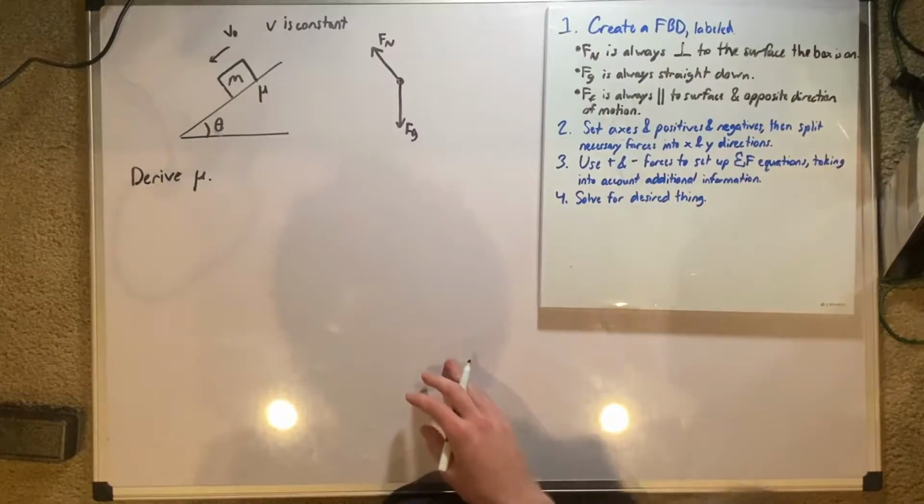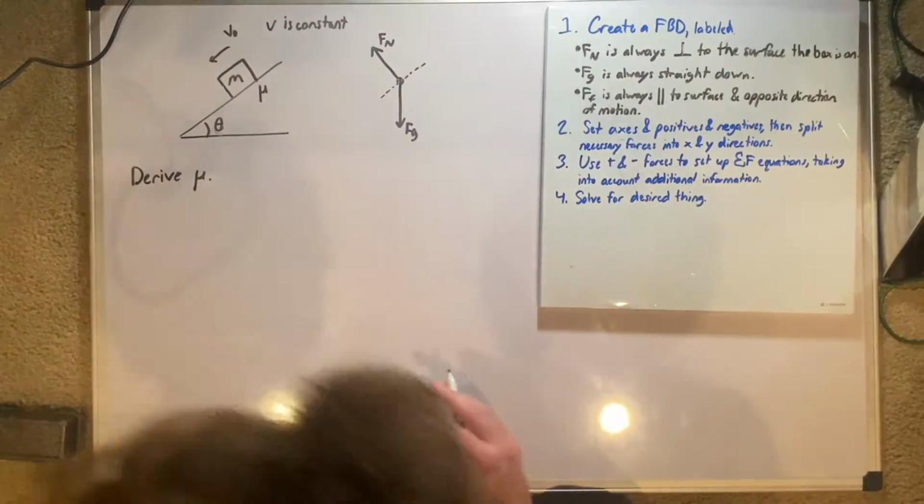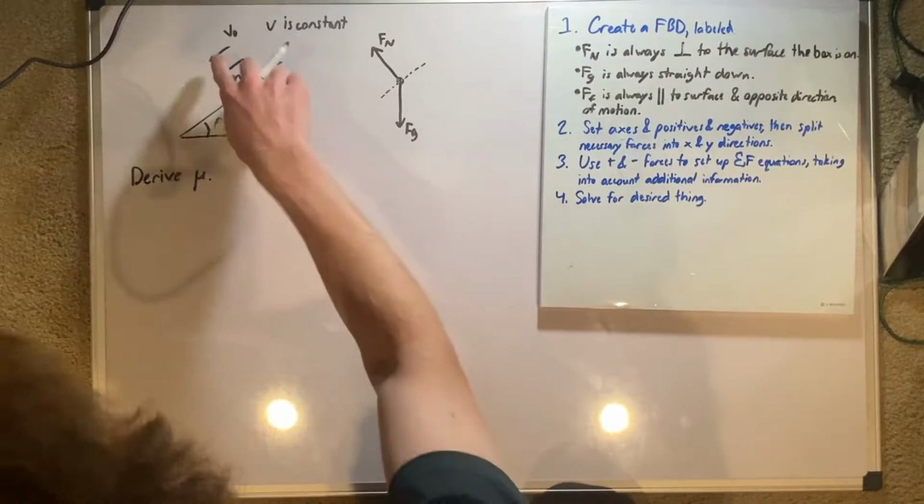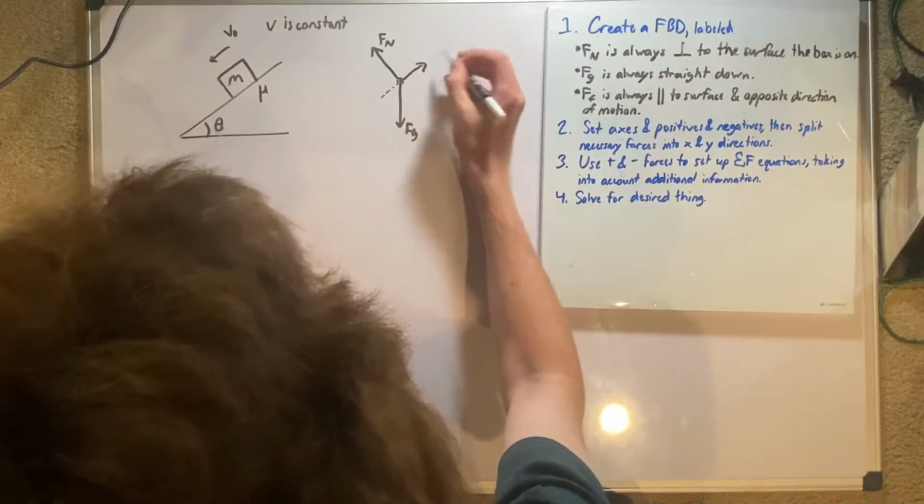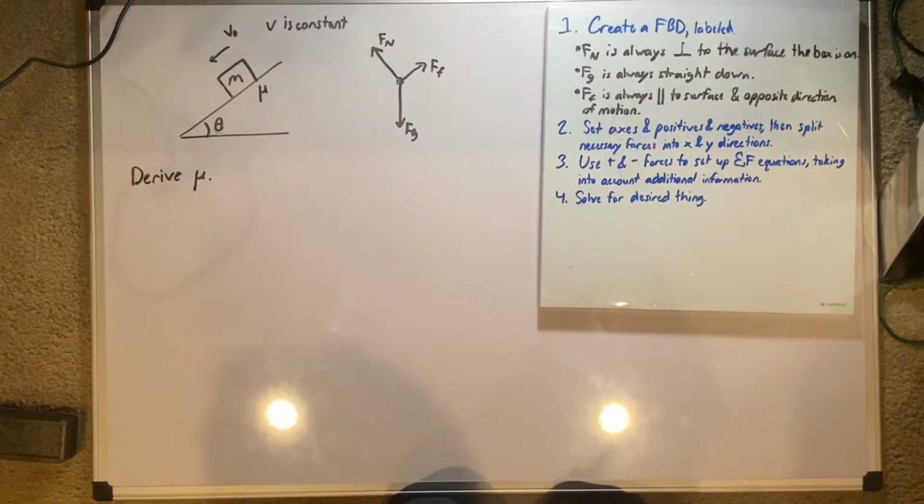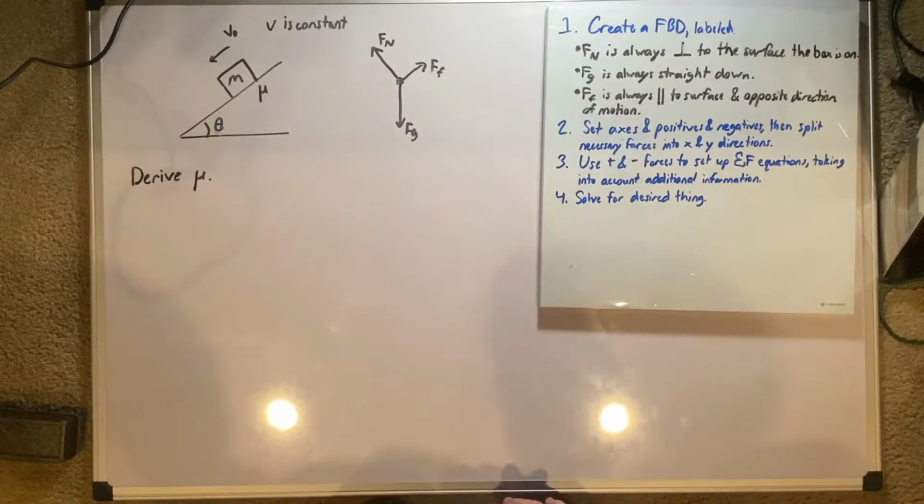Force of gravity goes straight down. Now, force of friction is always parallel to the surface, which means it will run along this line, one of those two, and opposite the direction of motion. So our motion is going down, friction goes up. So let's erase this portion. Force of friction. Now, those are the only forces acting on this because it doesn't give us a force applied, so we only have 3.